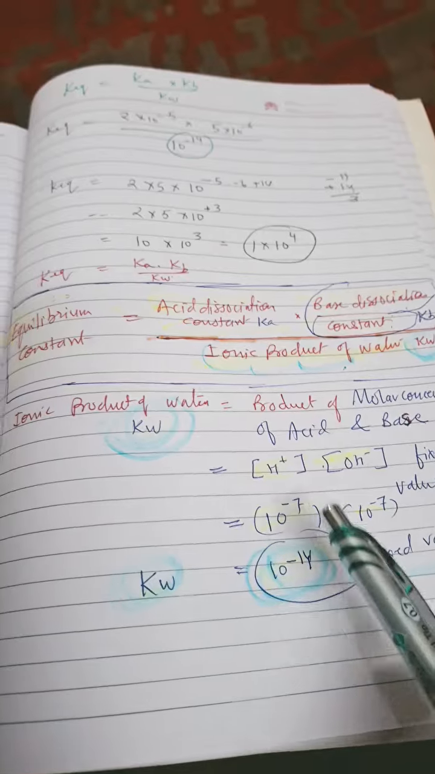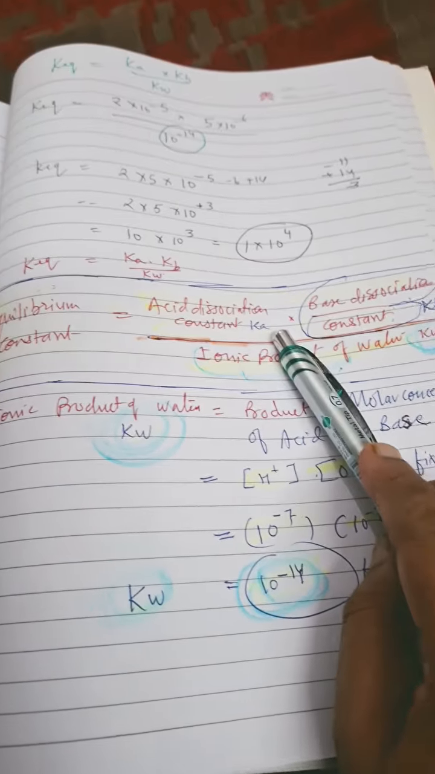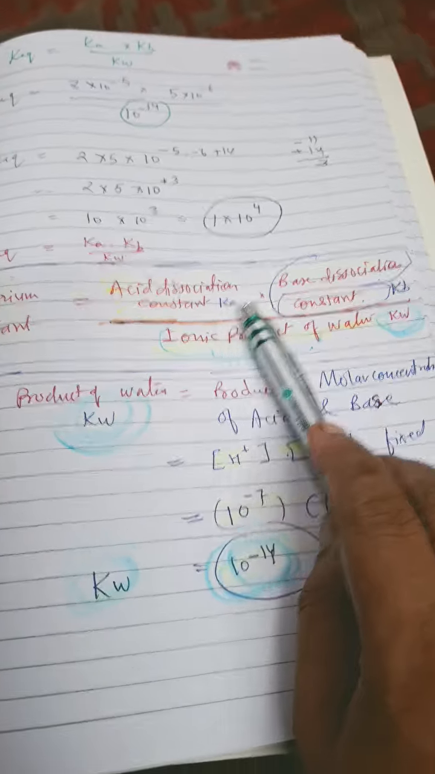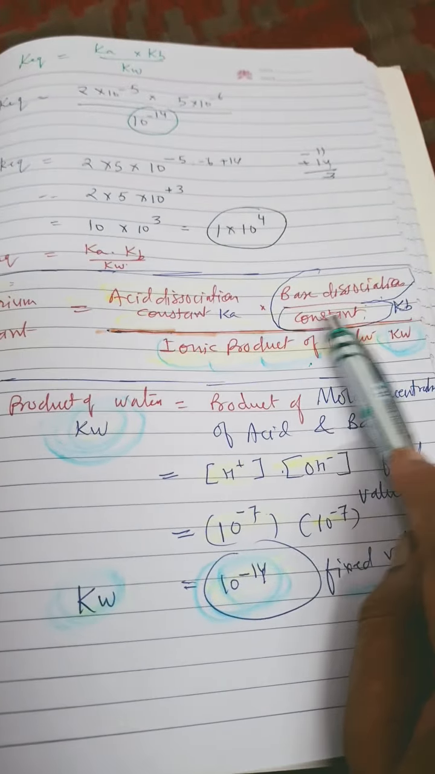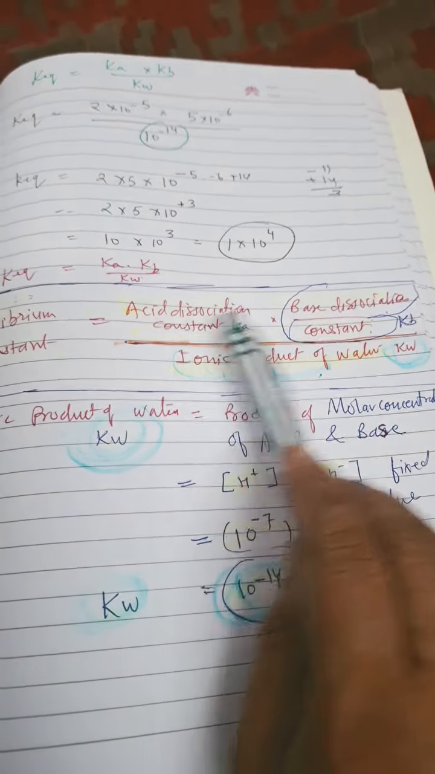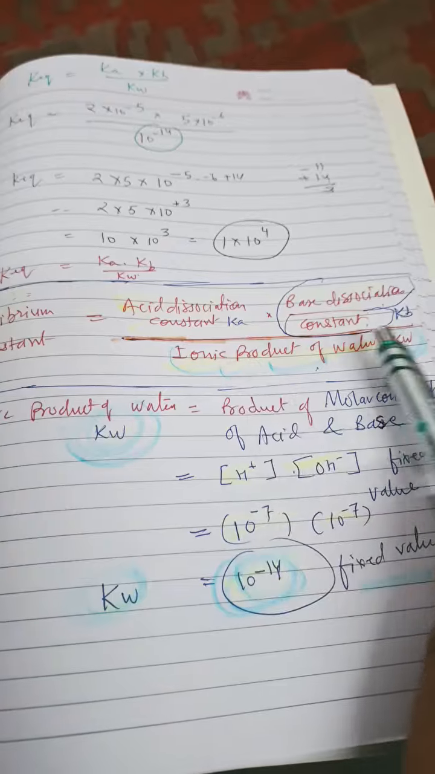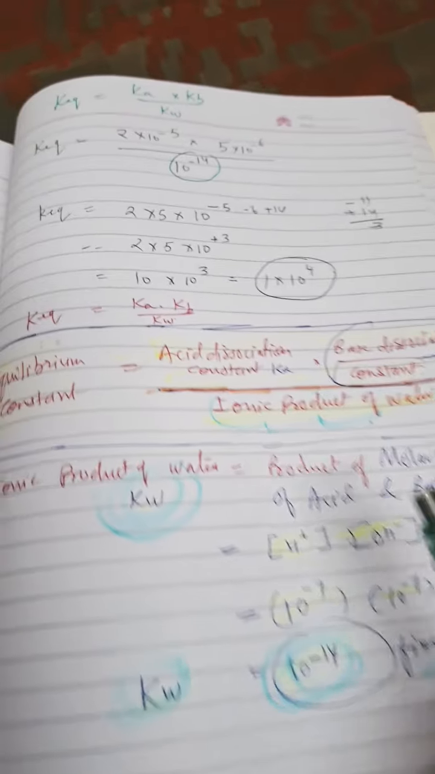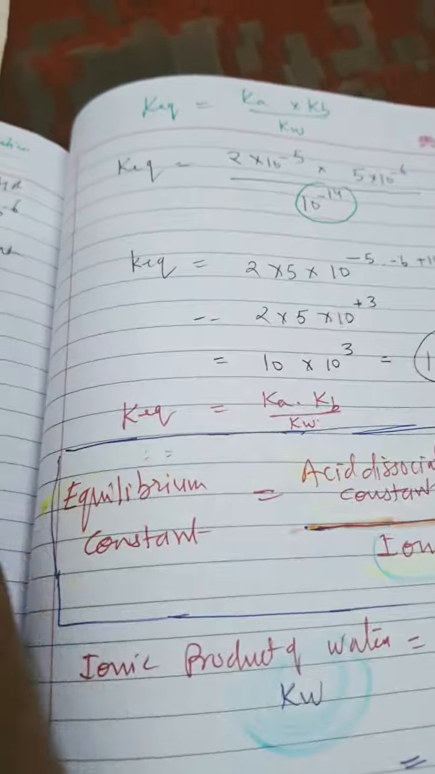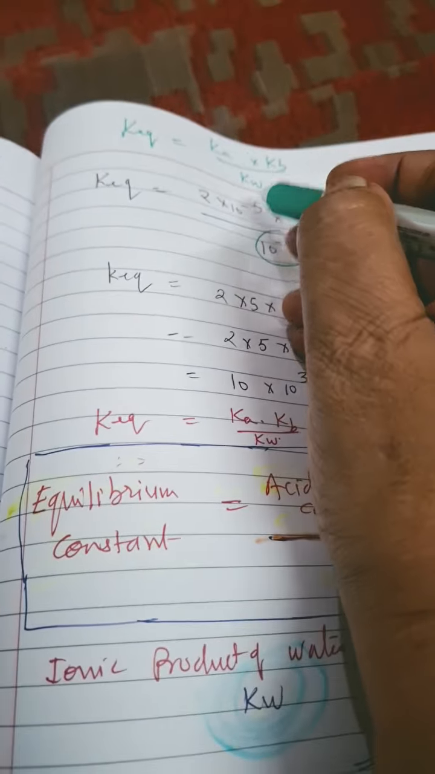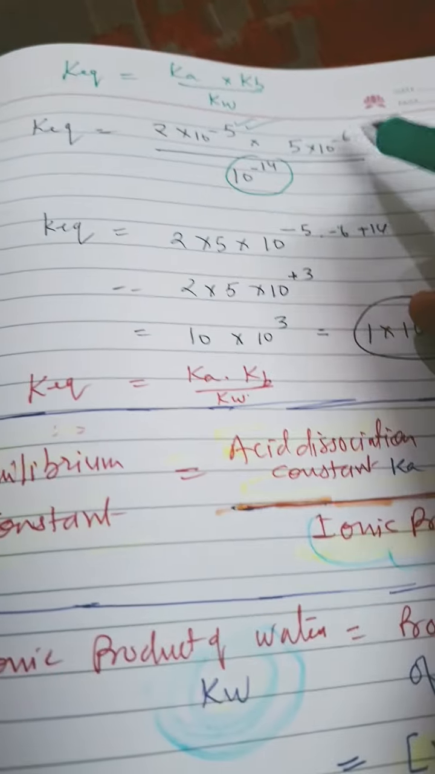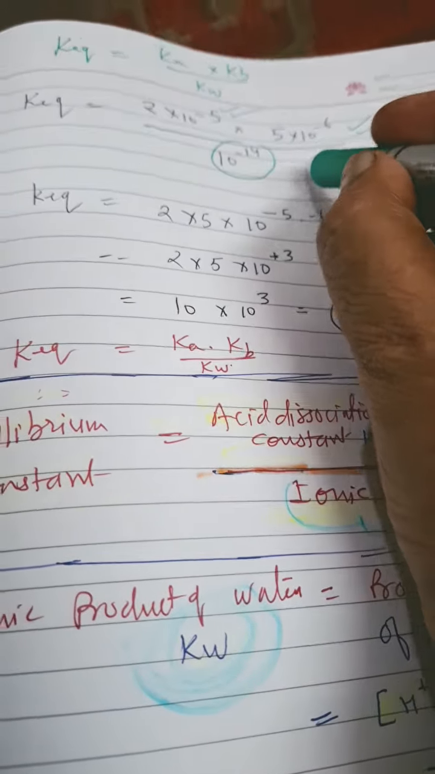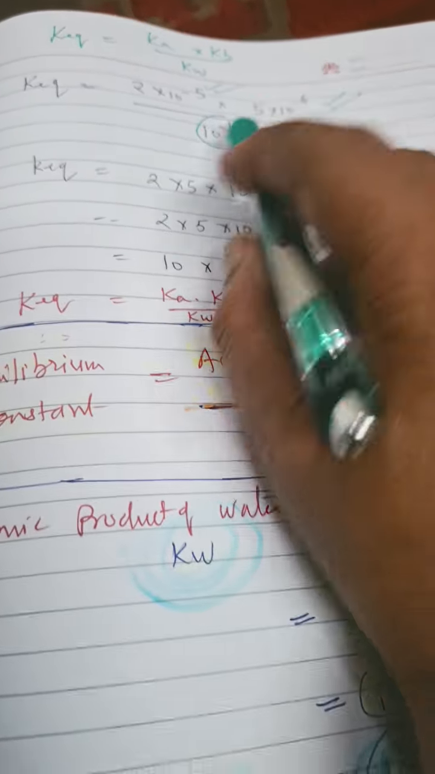Why am I discussing this? Because I will use it in this equation: equilibrium constant is equal to acid dissociation constant multiplied by base dissociation constant, and this product will be divided by the ionic product of water, that is 10 to power minus 14. This is always a fixed value. Now we will put in the values given: Ka is equal to 2 into 10 to power minus 5 and Kb is equal to 5 into 10 to power minus 6, divided by Kw. This is Kw, so 10 to power minus 14.